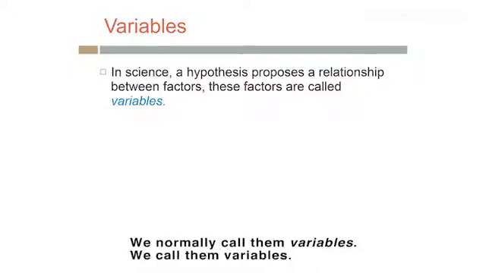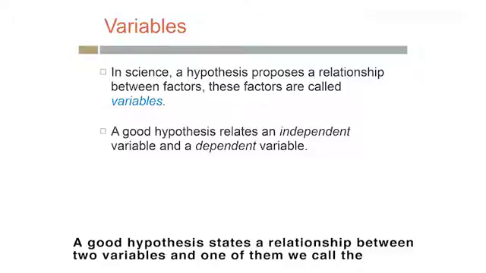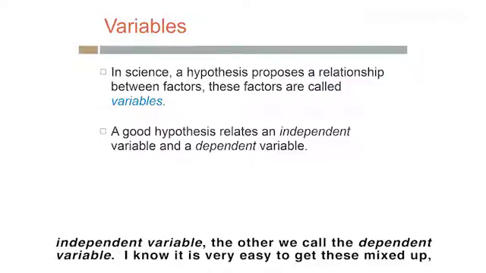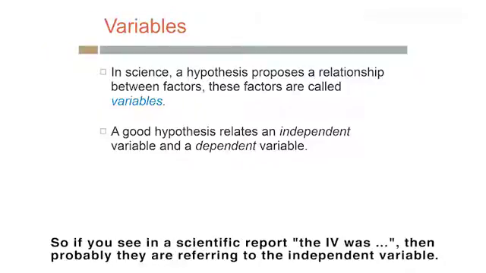What do we call these things? Well, we normally call them variables. So what does a good hypothesis do? A good hypothesis states a relationship between two variables. And one of them we call the independent variable. The other we call the dependent variable. I know it's very easy to get these mixed up, but you have to keep track. Some people abbreviate these as the IV and the DV.